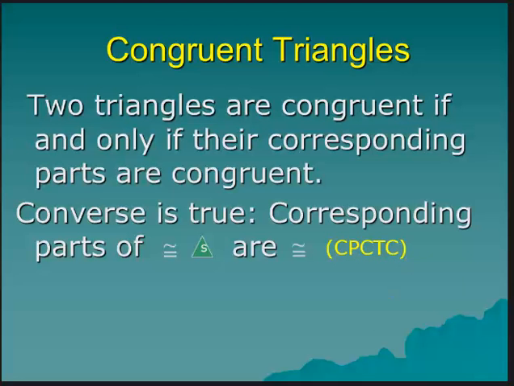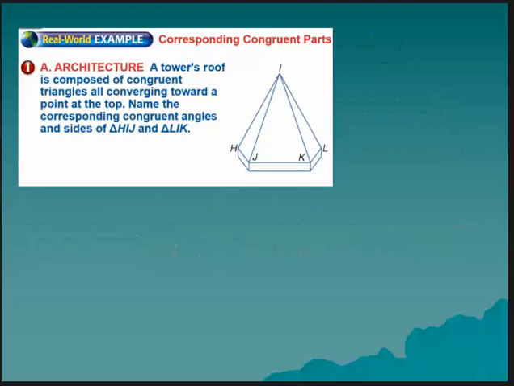CPCTC. It's just a faster way of saying that. Okay, so let's look at a couple of examples here. A tower's roof is composed of congruent triangles, all converging or coming together towards a point at the top. Name the corresponding congruent angles and sides of triangle HIJ and triangle LIK.